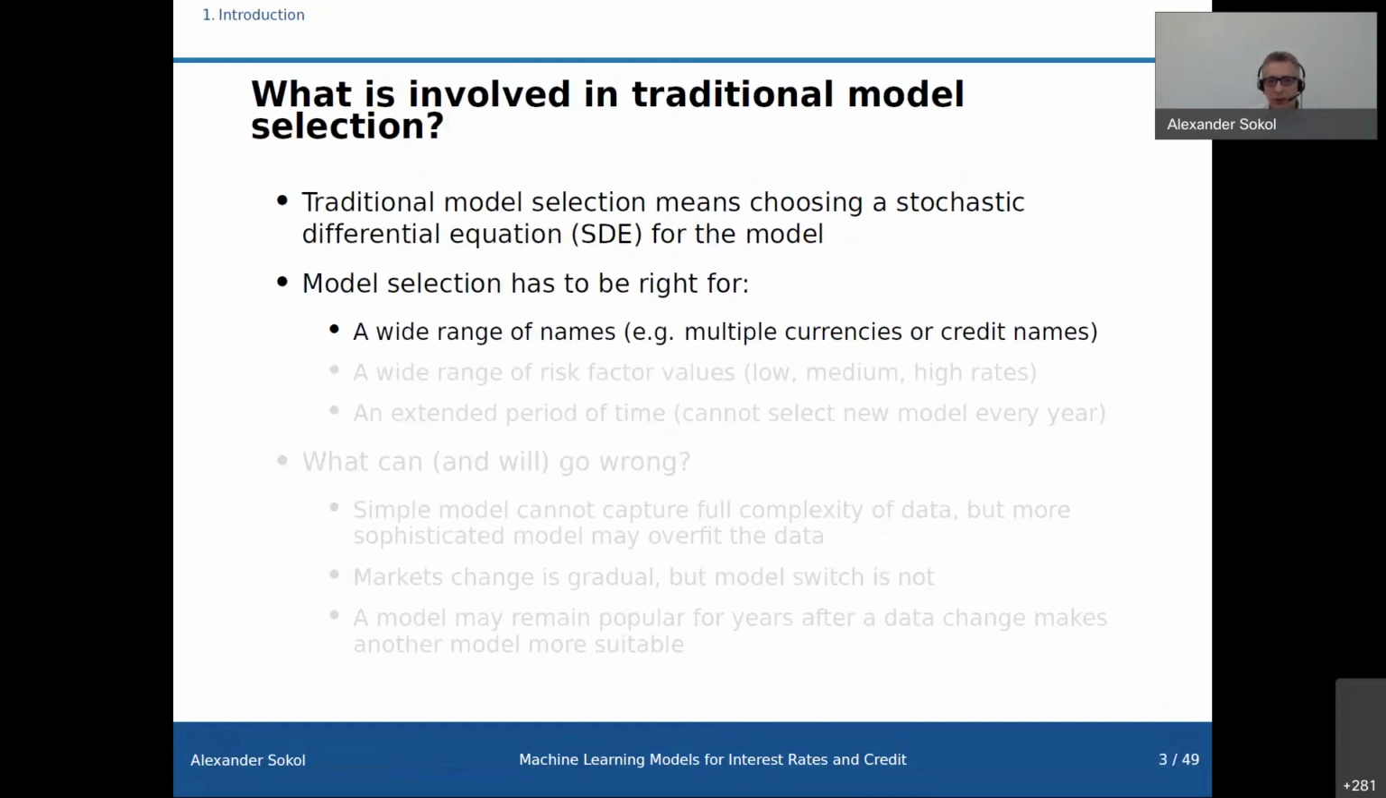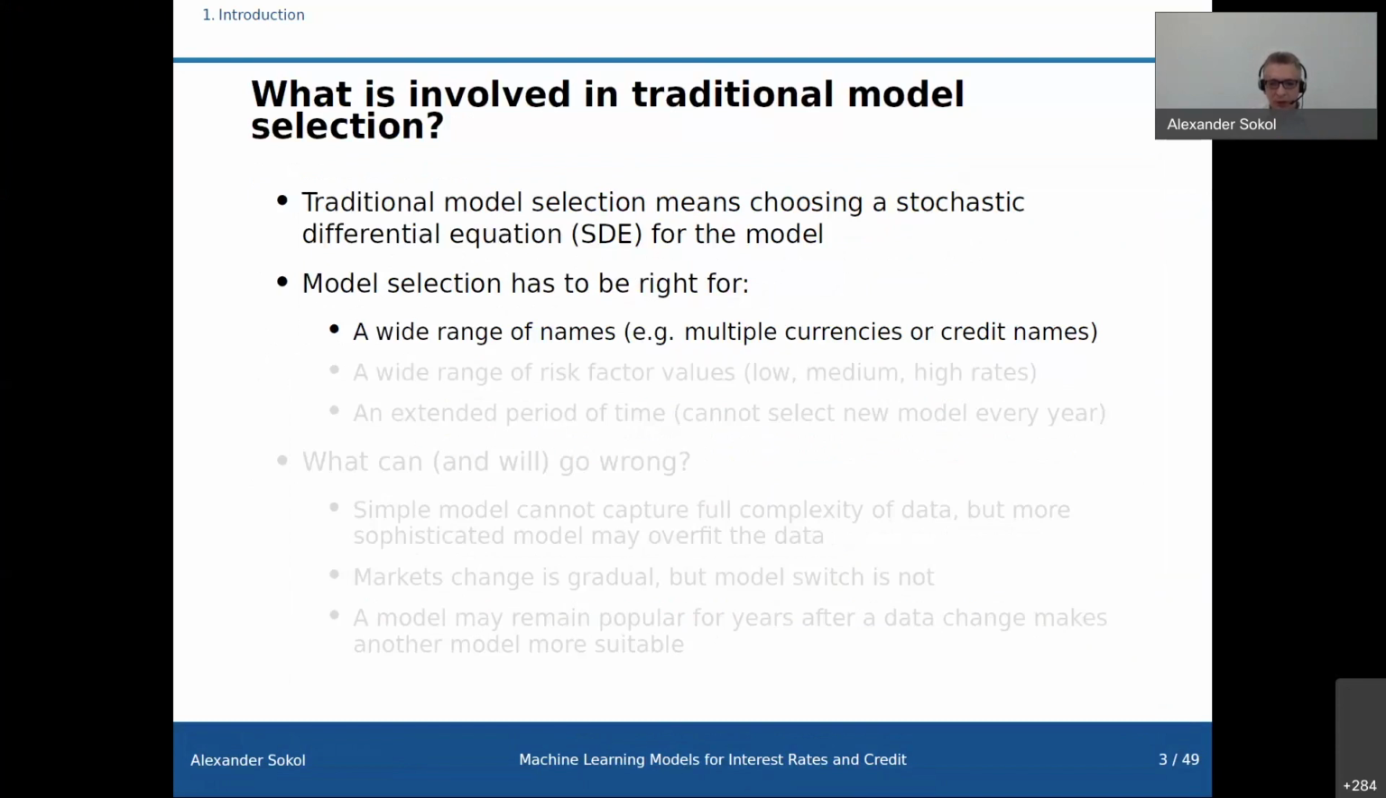All right, so what's involved in traditional model selection? Traditional model selection means essentially choosing a stochastic differential equation for the model. Right. Sometimes there are models called parsimonious models, which actually don't involve any theory for the stochastic process. For example, Nelson-Siegel is one example. It's just a bunch of exponents that fit the yield curve well. But most of the quant models are based on a stochastic differential equation. It's written usually in continuous time. It has state factors, risk drivers, and it has state variables.